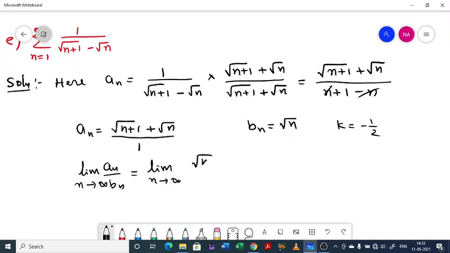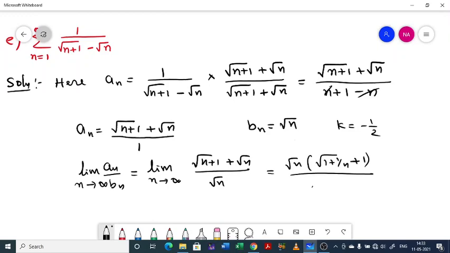Now it is square root of n plus 1 plus square root of n divided by square root of n. So taking square root of n outside in the numerator, it is square root of 1 plus 1 by n plus 1 divided by square root of n. Now it is correct. This should be taken as limit as n tends to infinity. So as n tends to infinity, this term will be 0. So square root of 1, that is 1, plus 1, you get 2. That is a non-zero finite number.